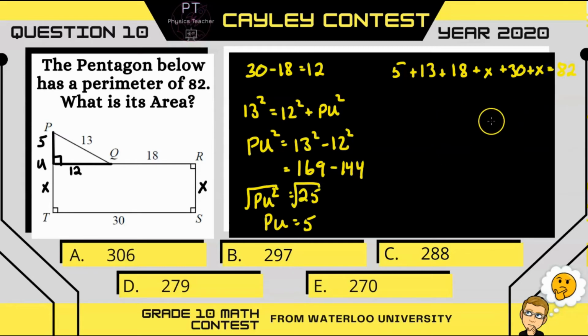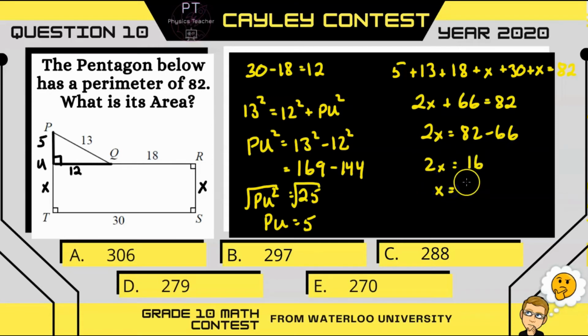So if I collect like terms, here we're going to have 2x plus add up all of these integers, which gives us 66, and that's going to equal 82. So now we can subtract 66 from both sides, so we get 82 minus 66. This gives us 16, and dividing both sides by 2 gives us x equal to 8. So now we know what x is equal to, and so we know all the dimensions of the pentagon. So now we can move ahead and find its area.